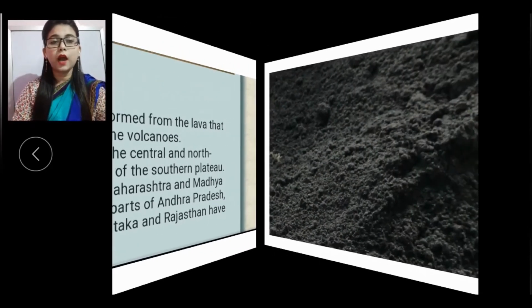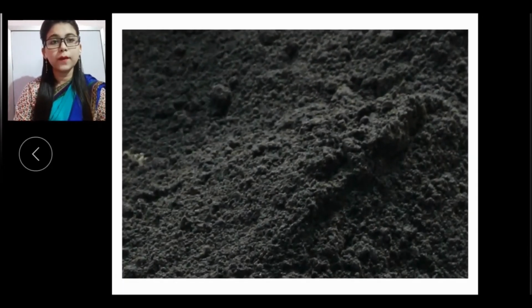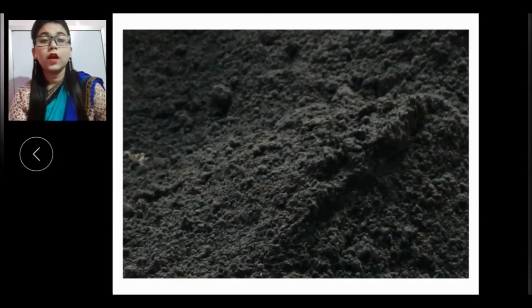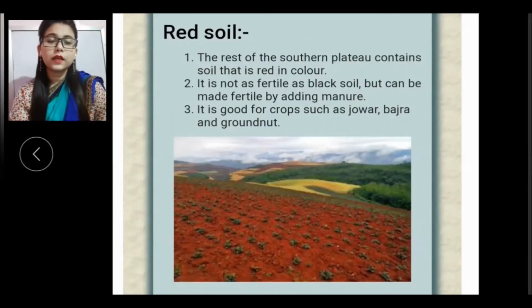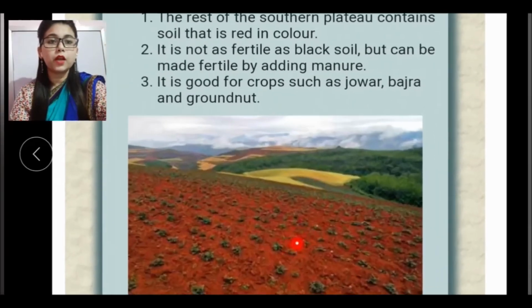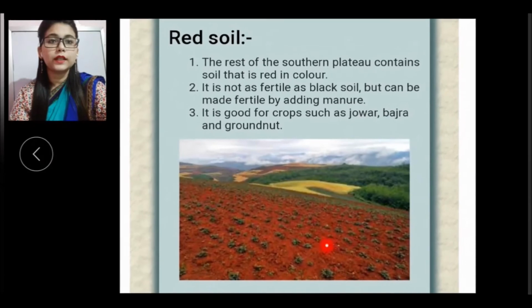So let's see how it looks. So this is how the black soil looks, and it is very good for growing sugarcane and cotton. Now students, let's move further and see the next type of soil. So this is red soil. It is very easy to understand this type of soil. It looks red in color. I have shown the picture also here. You can see it is looking red.